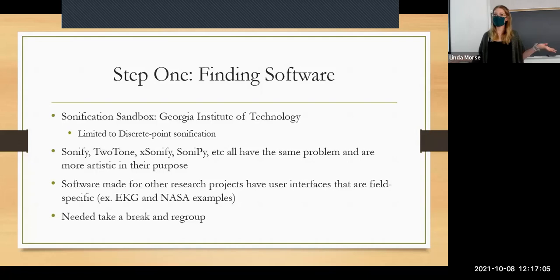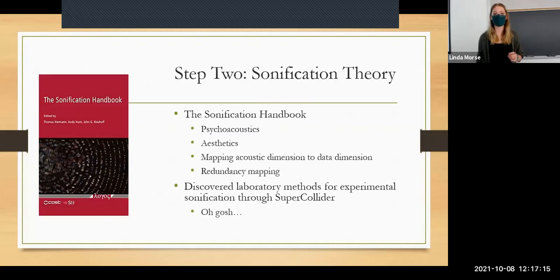This is the first week of my research. And I said, okay, I'm gonna take a little break and come back to this later. This is next week's problem. And so I moved on to the next step, which was learning everything about sonification. So the Sonification Handbook is a 500 plus page textbook just about everything in sonification. These are the names of some of the chapters that I thought were particularly interesting.